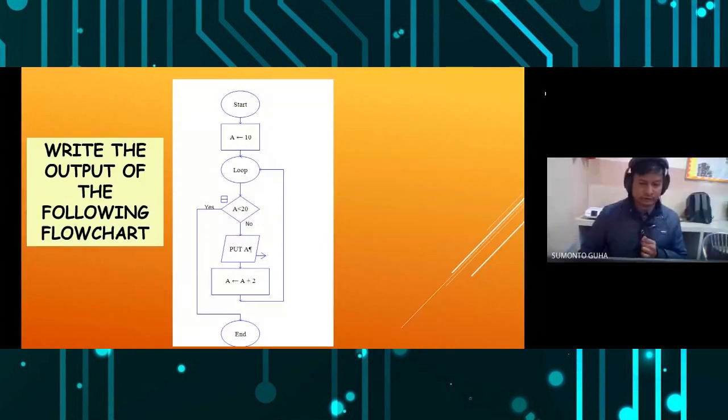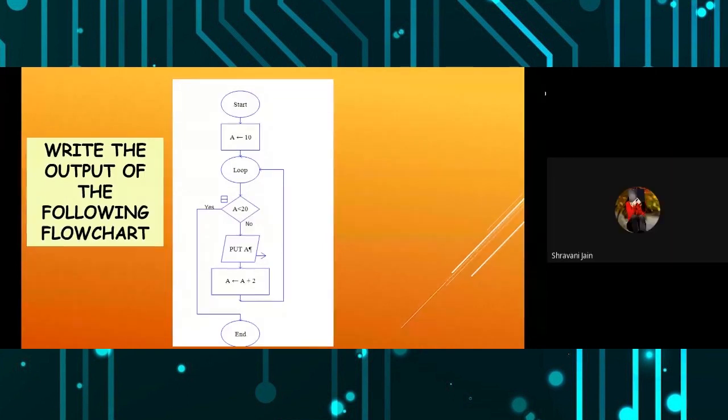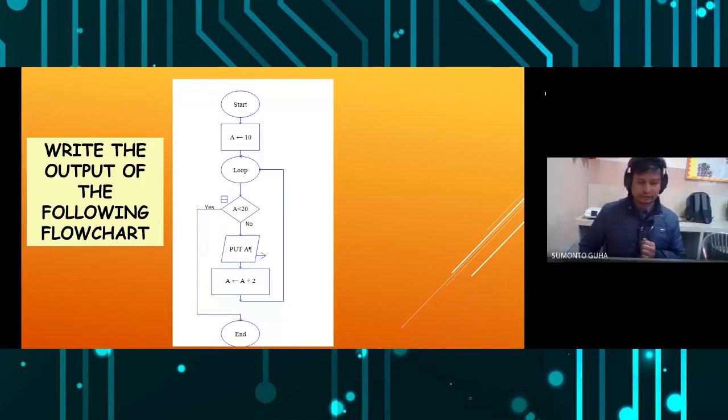Shravani Jain, why do you think that nothing would be printed? Yes, sir. As A is equal to 10 and 10 is lesser than 20, so it is going, and as written in the box, if A is lesser than 20, then it will be printing nothing, and then the loop is going to end. Yes, right answer.